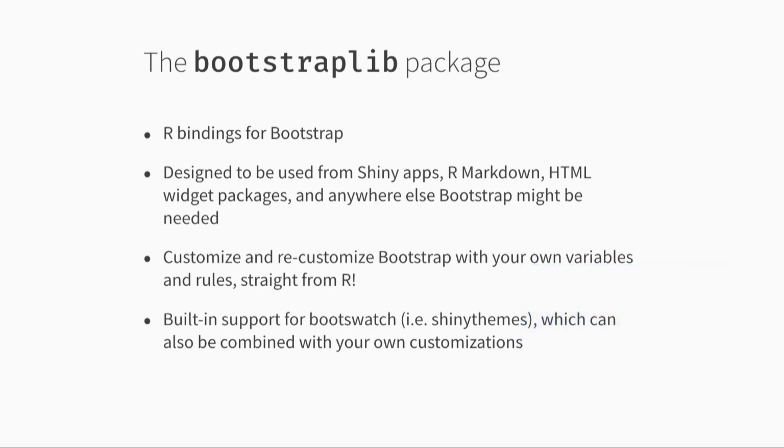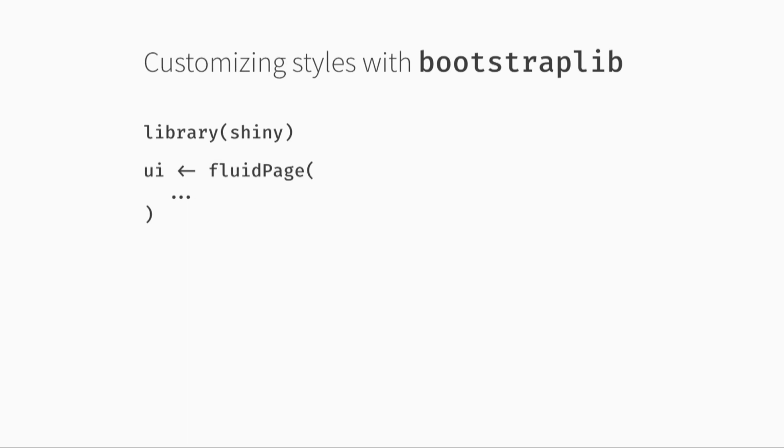Bootstrap lib, you can think of it as R bindings for Bootstrap. It's designed to be used not only for Shiny, even though we're just going to be talking about Shiny today, but you can also use it with R Markdown, with HTML widgets, anywhere else in R where you might want to use Bootstrap. You can customize and re-customize Bootstrap straight from within R. And it also bundles in what used to be the separate package of Shiny themes. This is functionality that's included in Bootstrap lib. And I'm very excited to show you this. So this is how you use it. This is a typical Shiny app.